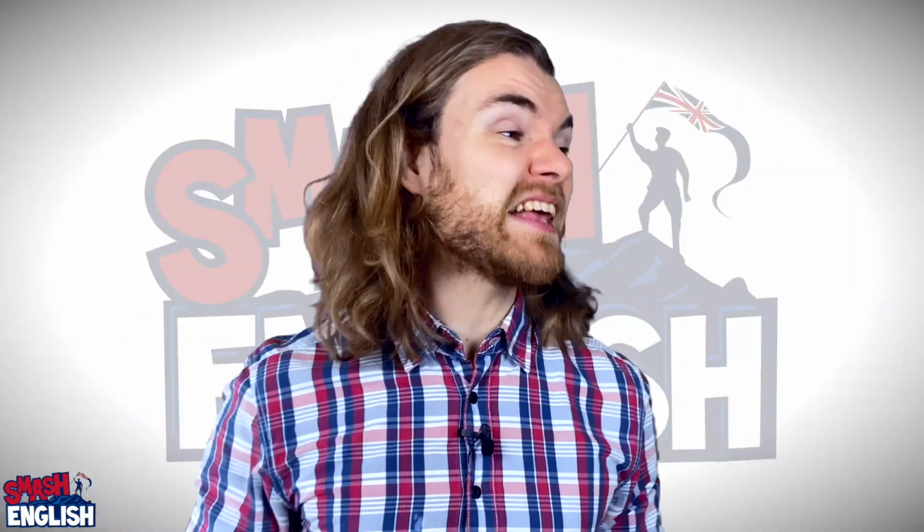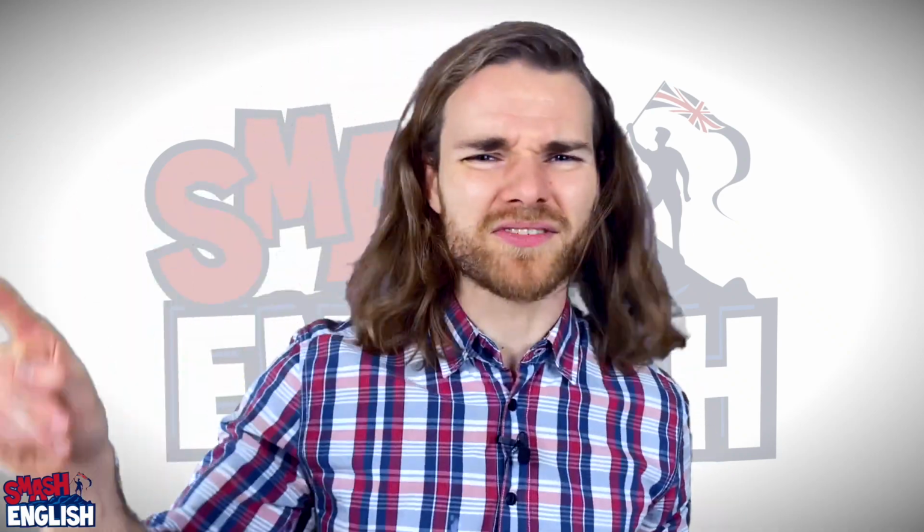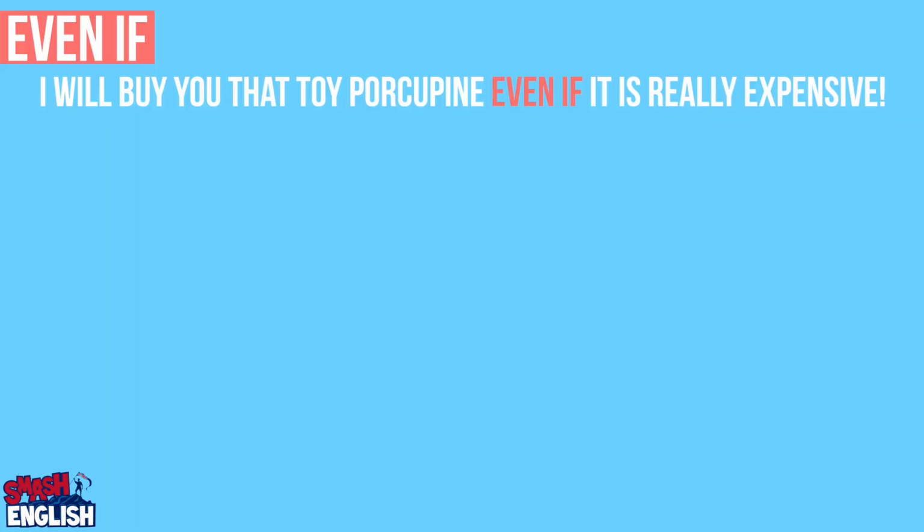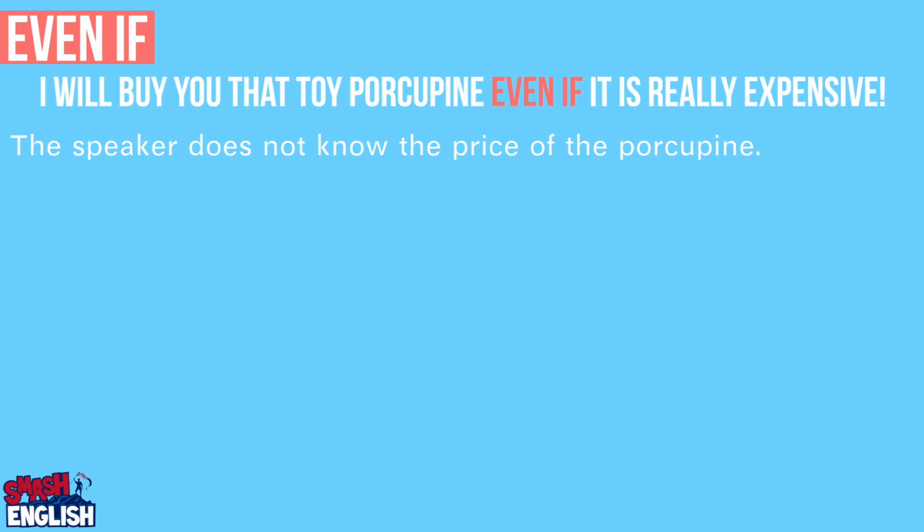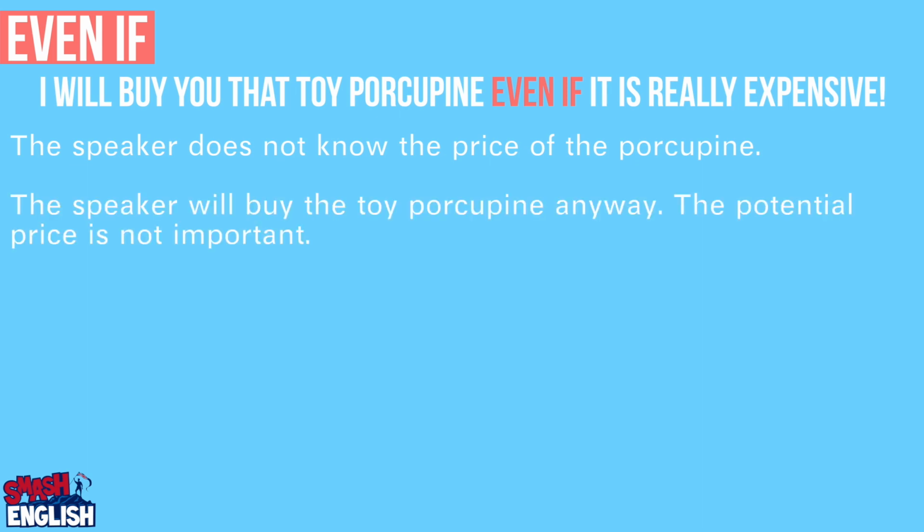Toby, what does that mean? I don't know, but don't worry because you're going to tell me right now. I will buy you that toy porcupine, even if it's really expensive. In this example, the speaker does not know the price of the porcupine, but the speaker will buy it anyway.